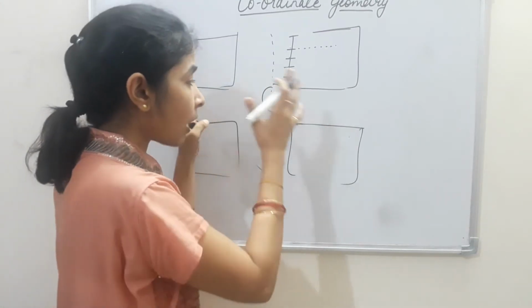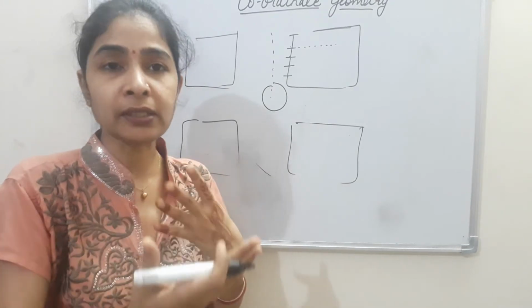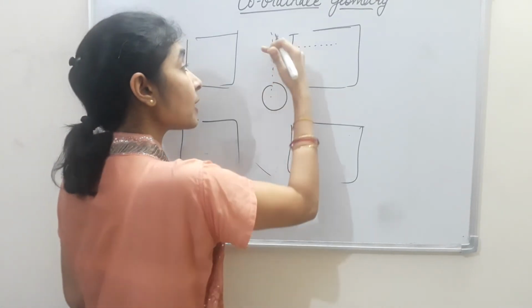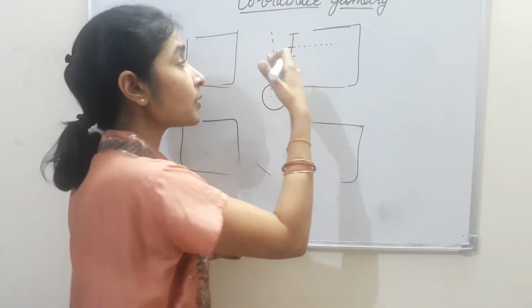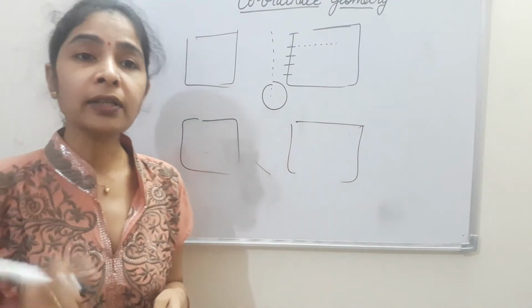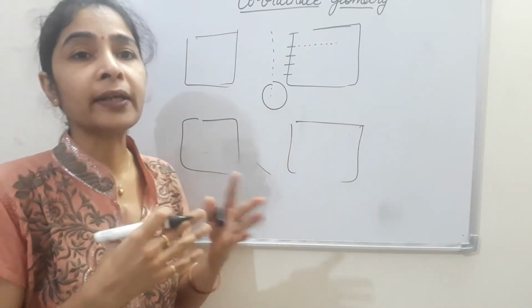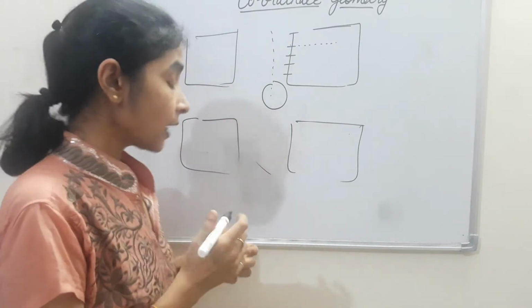So how do we find it? We need information about it. First, how much we are supposed to walk perpendicular, that means vertically, and how much we are supposed to walk horizontally. Only then are we able to find the location of a particular point or a particular place.